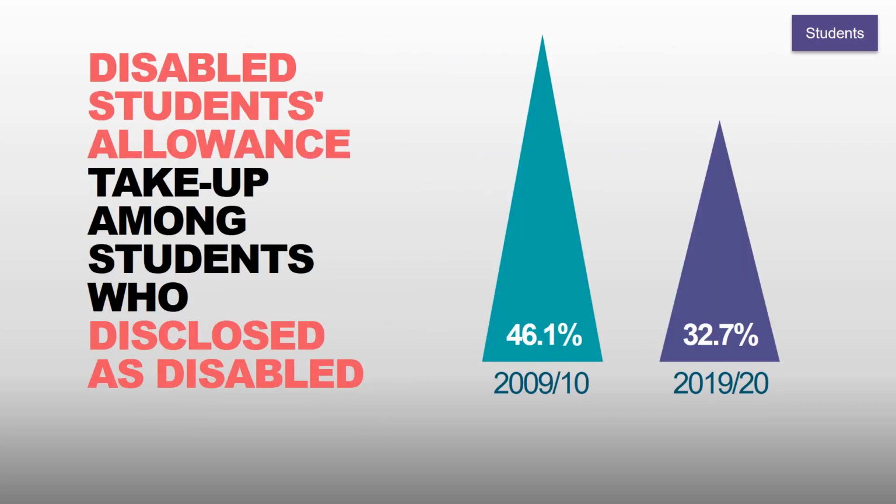The next few slides focus on disability student allowance claims. Among disabled students with a known DSA status, 32.7% received disability students allowance in 2019-20, which represents a decrease of 1.3 percentage points compared to 2018-19, and is almost 14 percentage points lower than the peak noted in 2009-2010.